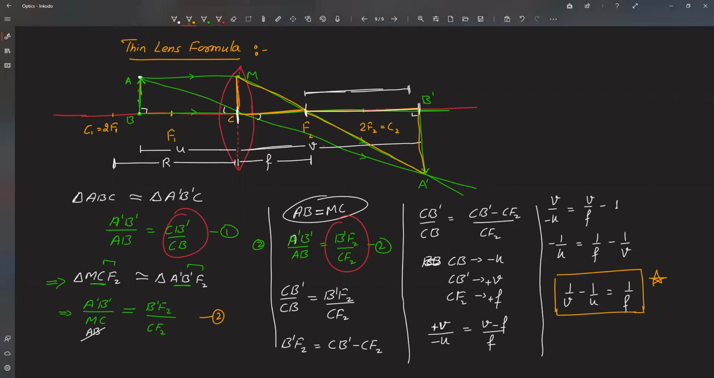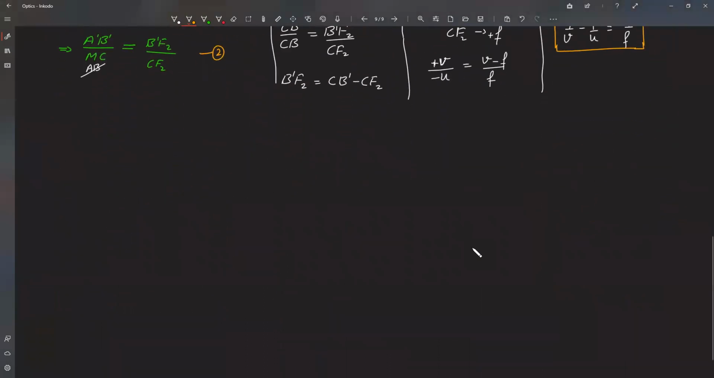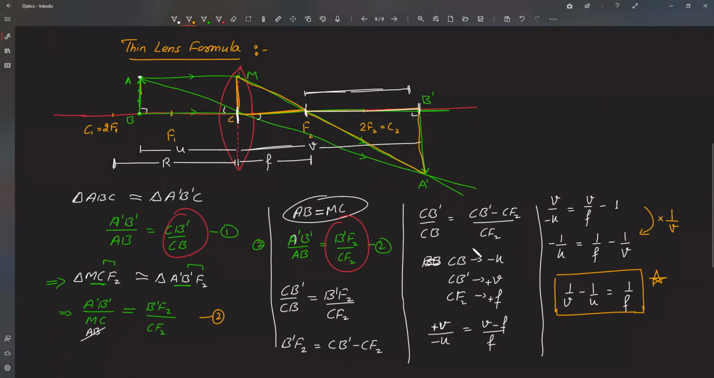So again, as you see, this is all geometry here. What we have done here is multiply it by 1 by v on both the sides. So this is your lens formula. Any doubt in this? No? Okay.